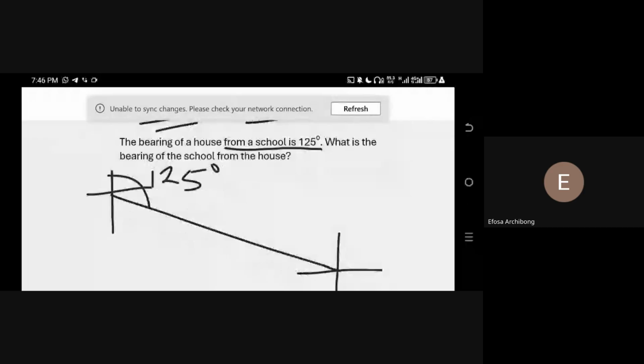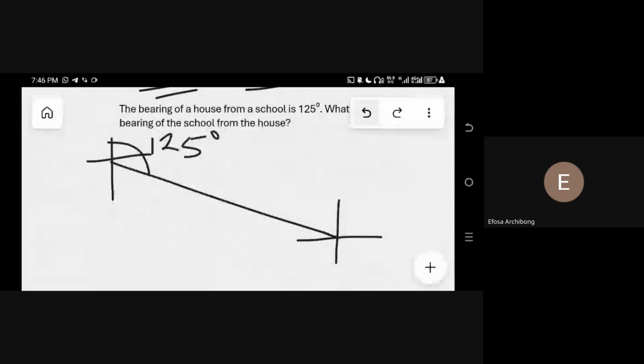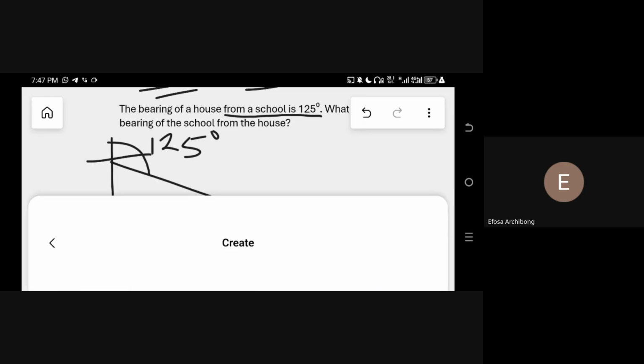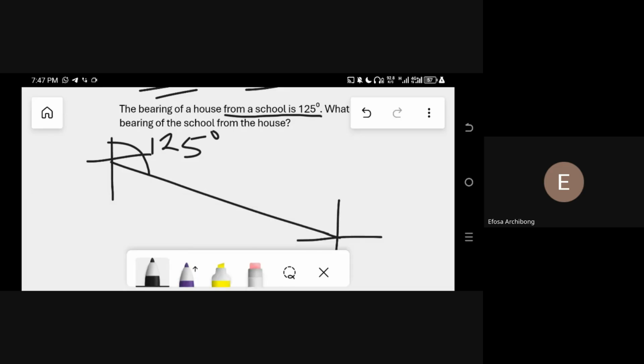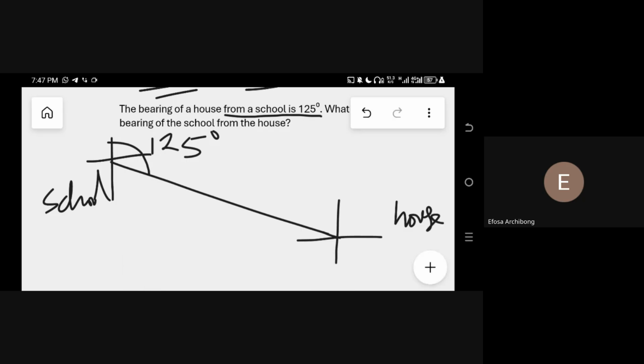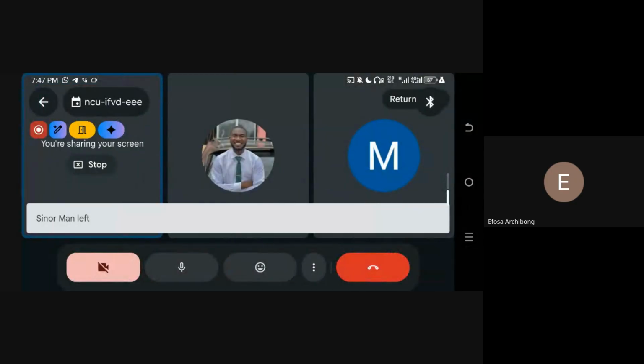So remember, from a school: the point where the 125 degrees was drawn from is the school. So right here is the school, and if that is the school, then this must be the house. Does everybody understand how we determine which point is a school and which point is a house?